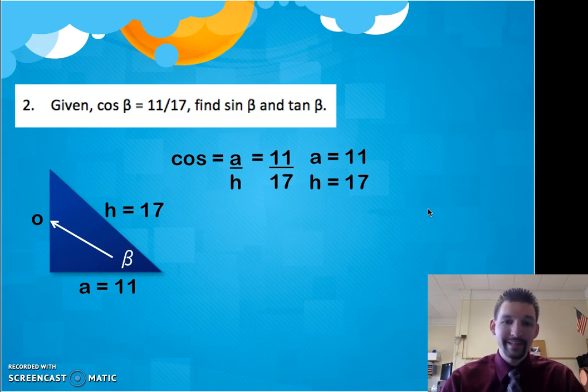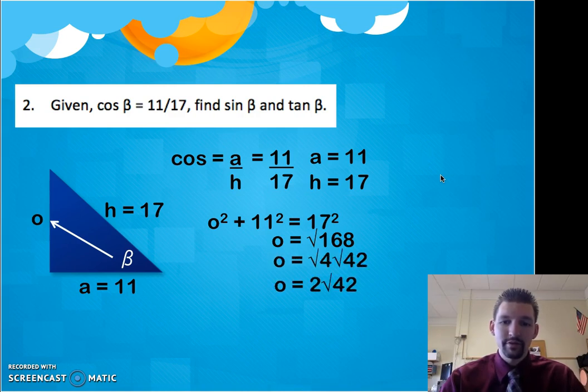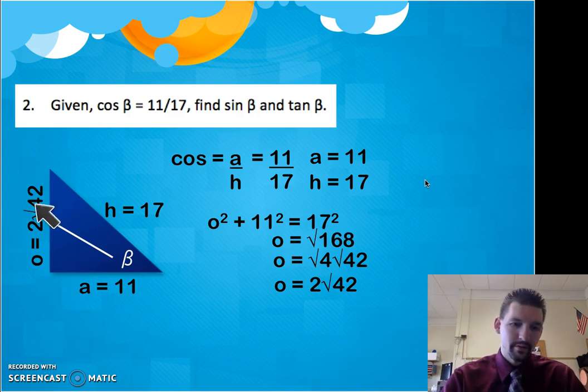Now to find sine and tangent, we need to know that O value. So we have to use the Pythagorean theorem. So O squared plus 11 squared equals 17 squared. And when you solve that down, you will get the square root of 168, which is not okay anymore because we know how to simplify radicals. So that'll be radical 4 radical 42, which is 2 square root of 42. So our O value over here now is 2 radical 42.